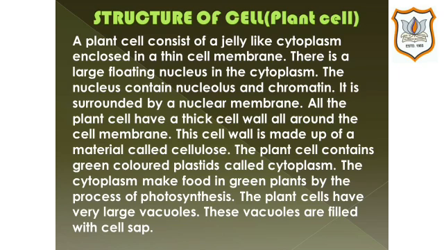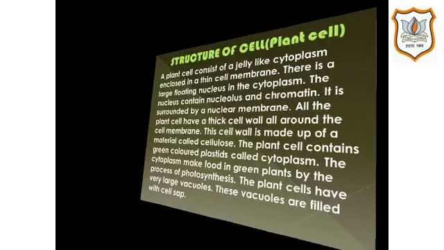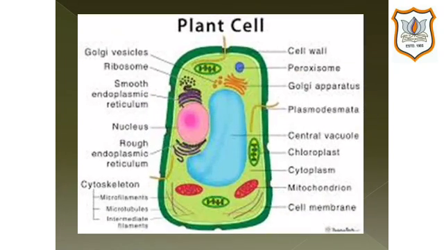The plant cells have very large vacuoles. These vacuoles are filled with cell sap. Cell sap is a solution of sugars and mineral salts. The animal cells either do not contain vacuoles or contain several small vacuoles. Students, this is a diagram of a plant cell.